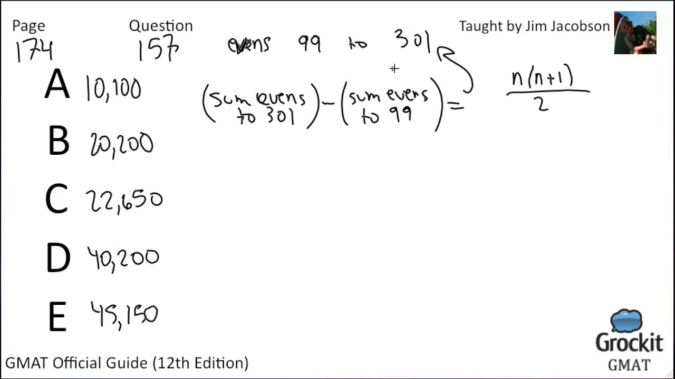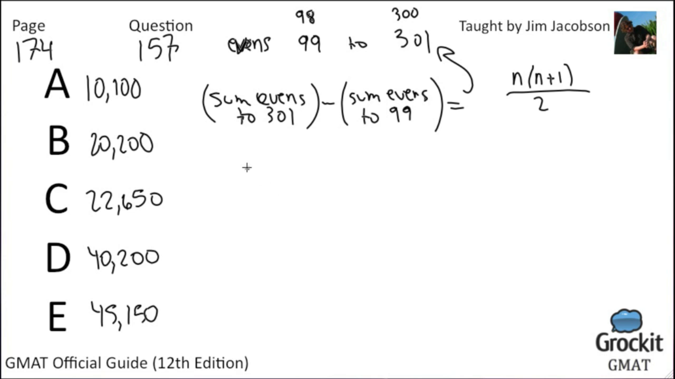So keep in mind that we're actually going up to the last even number before 301, which is 300. The last even number before 99 is 98. So we actually are only counting up to there. And from the numbers 1 to 300, there are actually only 150 even numbers. So we only have a set of 150 numbers.